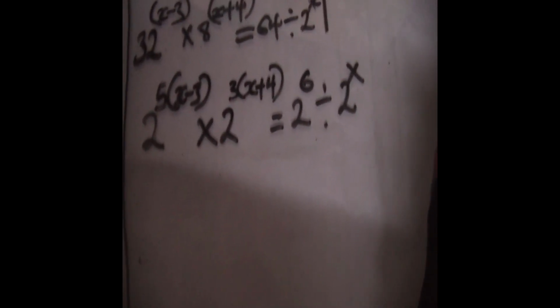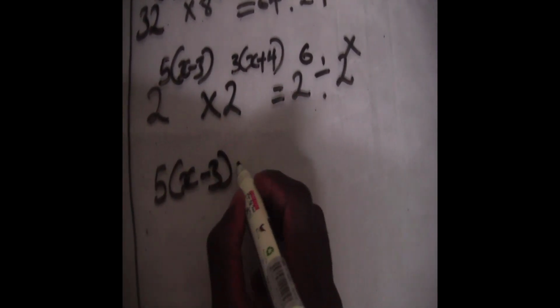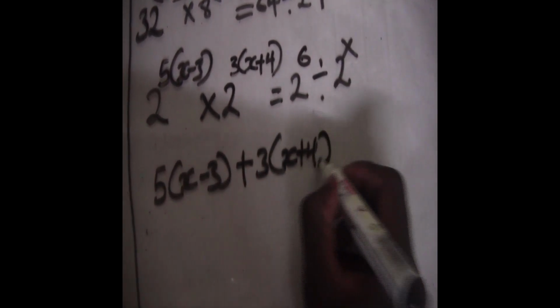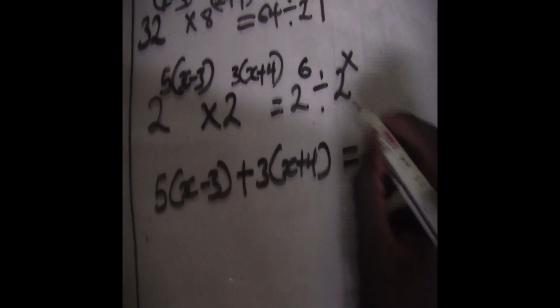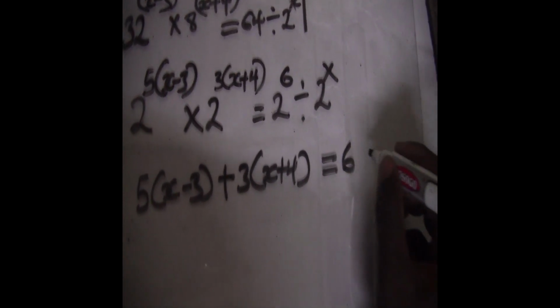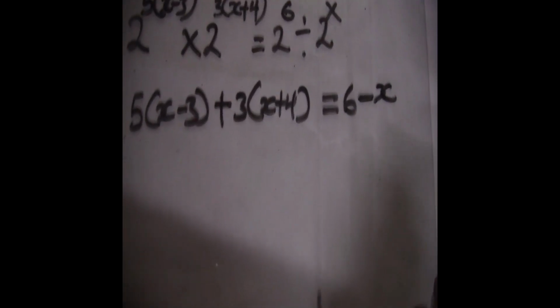So if you have that question, now you're going to go about the rules. The multiplication rules, it says we add the index, so it will be 5 into bracket x minus 3 plus 3 open the bracket x plus 4 is equals to 6, because remember the division rule, we said we subtract the index, so it's minus x. So this is what you're going to work with.